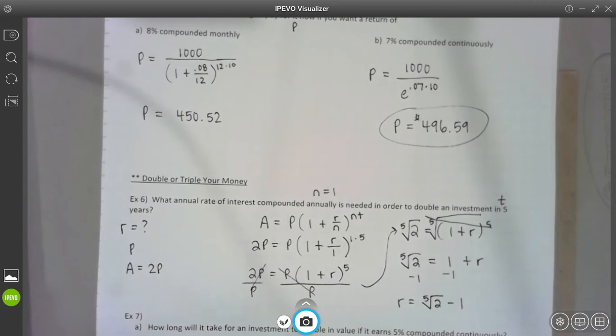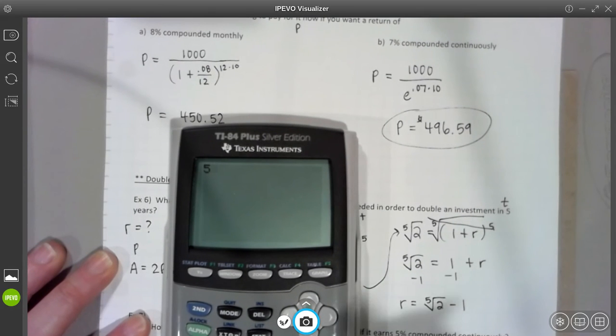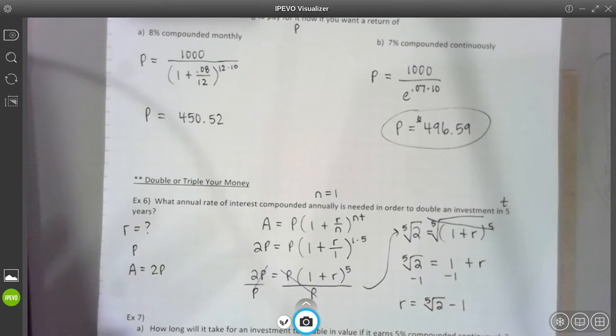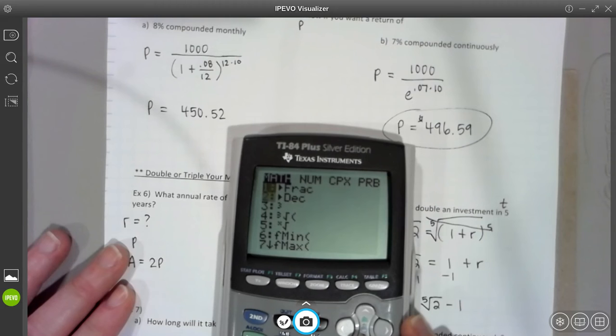So your exact answer is the 5th root of 2 minus 1, but guys, we're going to need a decimal answer for that. So the 5th root of 2. I'm just going to do 2 to the 1/5. If you want your fifth root, it's in the math section right here.